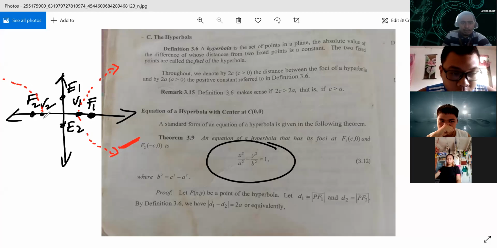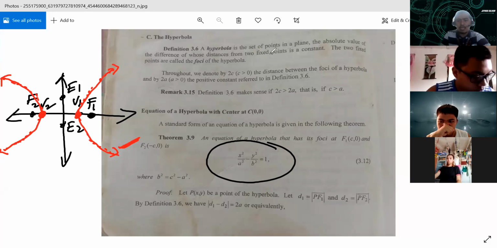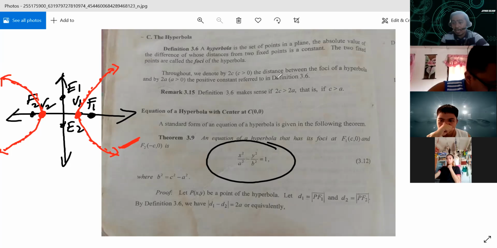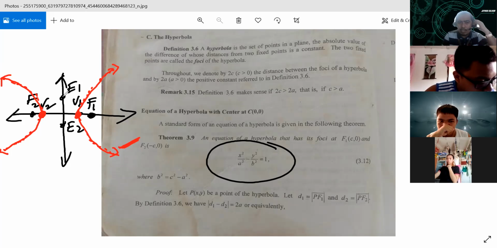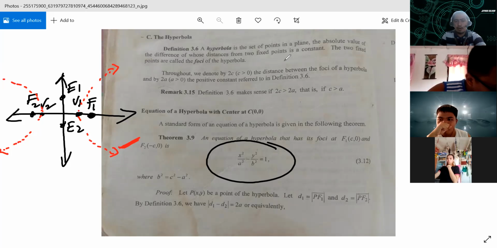Again, your hyperbola will pass through your vertices. It means the vertices are points of your hyperbola. But this time, the extremities are not points of your hyperbola anymore, unlike in the ellipse, where they are included in your points. So how do we construct a hyperbola?